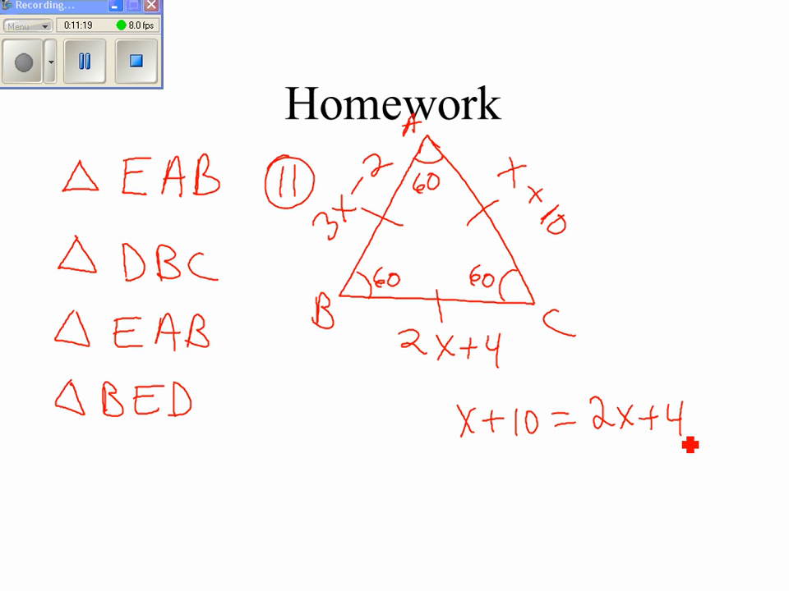Now, how come Brighton set this one equal to that one? Does it matter which two he picked out? No, so you could have set up 3x minus 2 equal to x plus 10. You could have set up 3x minus 2 equal to 2x plus 4. Any of those would have worked when you solve it.